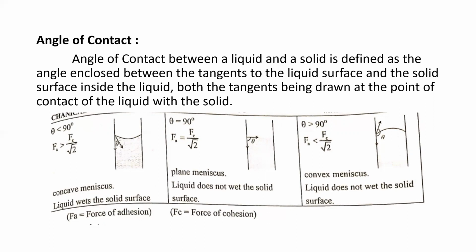Here the angle of contact will be less than 90 degree for a concave meniscus. It will be equal to 90 degree for a plane meniscus, and it will be greater than 90 degree for a convex meniscus. In the first case, liquid wets the solid surface when it is a concave meniscus, and here the expression is given by FA is greater than FC by root 2. Then similarly for plane meniscus, when it will not wet the surface, we can see the expression here.